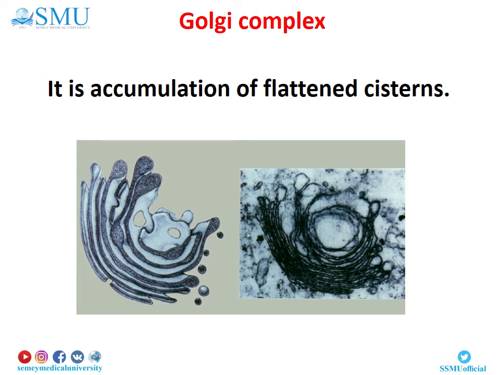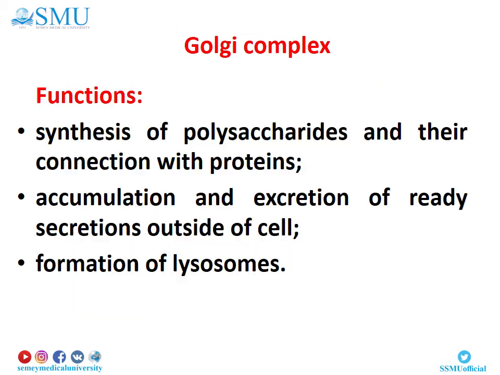Golgi complex. Golgi complex is an accumulation of flattened cisterns. Functions of Golgi complex: synthesis of polysaccharides and their connection with proteins, accumulation and excretion of ready secretions outside of the cell, and formation of lysosomes.